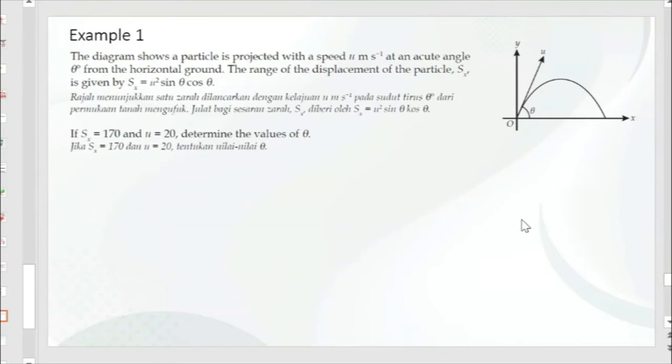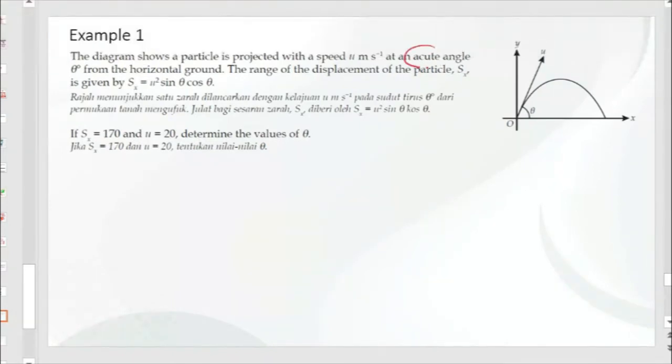Okay, for example 1, the diagram shows a particle is projected, dilancarkan, with a speed of u. This is the speed or velocity. Speed. You know the difference between speed and velocity? Speed is without the direction, but velocity is with directions. As an acute angle. Okay.